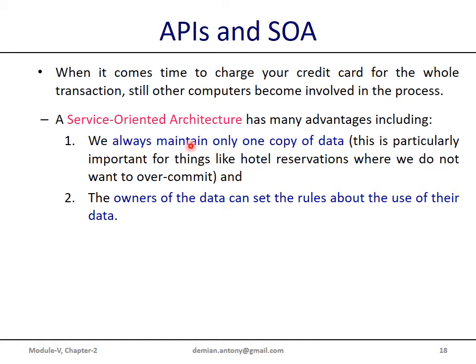And SOA has two major advantages. One is that you can always find one copy of the data. In the travel scenario, hotel data is stored in hotel servers, data of airlines is stored in airline servers, and so on. And the owner of the data is solely responsible for setting the rules about access as well as manipulation of the data.